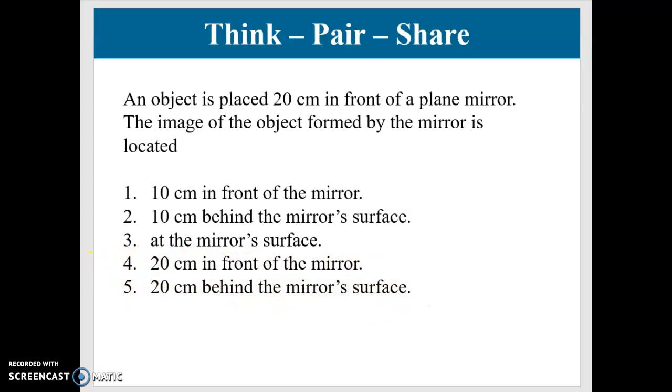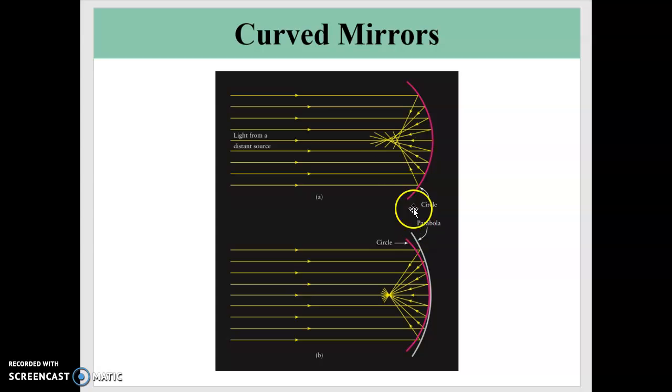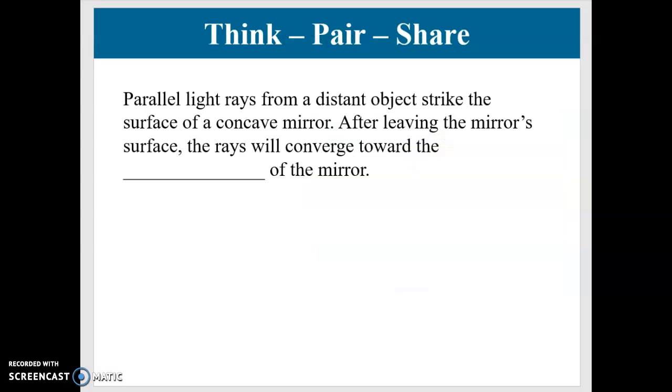mirror's surface. All right. If we have parallel light rays from a distant object and it strikes the surface of a concave mirror, after leaving the mirror's surface, what will happen to the rays? They will converge toward the what? And the answer here is going to be the focal point, right? I want this picture right here. So the light rays are going to converge generally at the focal point in this case. So that is the answer to that question.